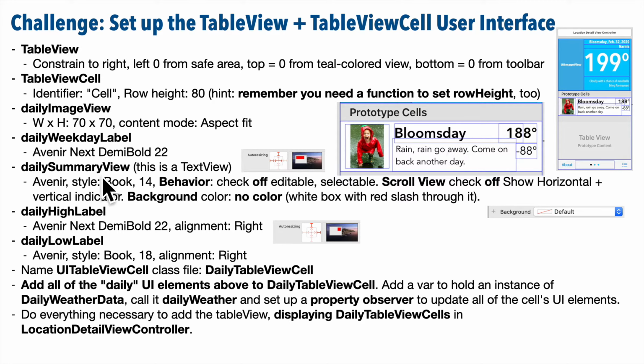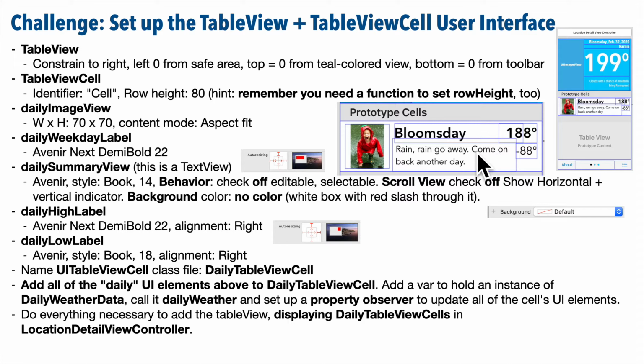The daily summary is a text view, and the reason it's a text view is that this will allow us to top justify any text inside of it. Unfortunately, we can't do that with a label. So some of the summary text is just one line, some of it is more than one line. So if we use a text view, that'll just allow all of the summary stuff to come right underneath the weekday name, which I think is a nicer user interface effect.